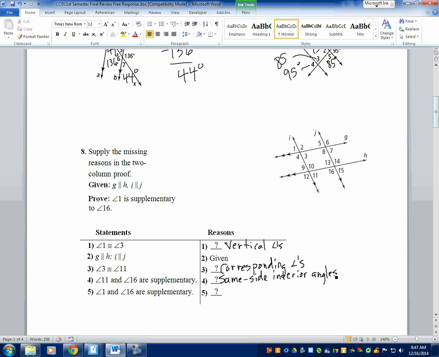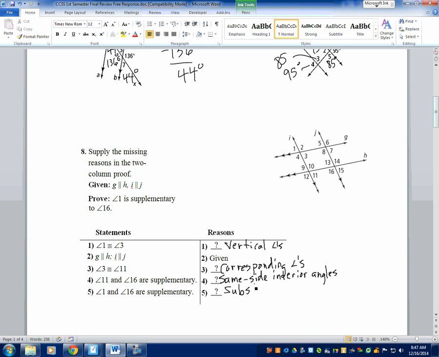Well, what's happened from statement 4 to 5? Looks like something's been replaced, right? What's been replaced? Yeah, the 1 replaced the 11. We'll go back up here. It says 1 is congruent to 3, 3 is congruent to 11, so 1 is congruent to 11, so it's a substitution going on here.